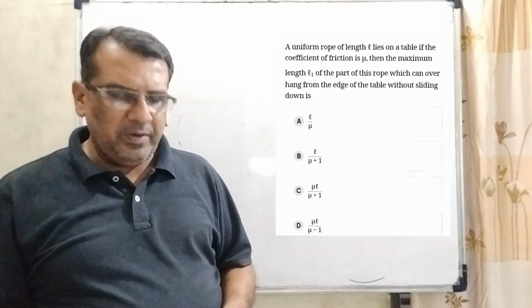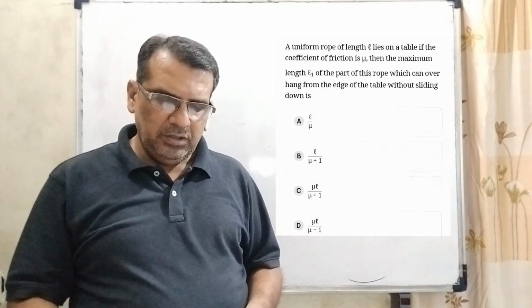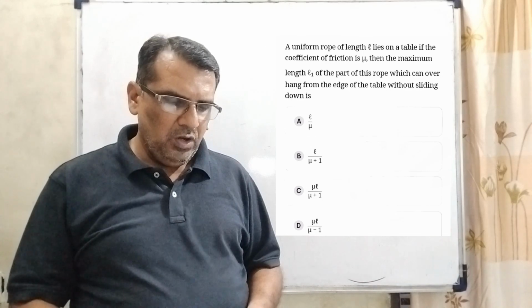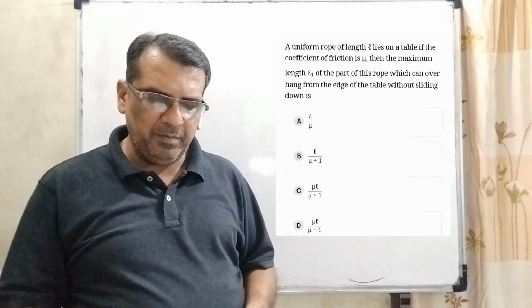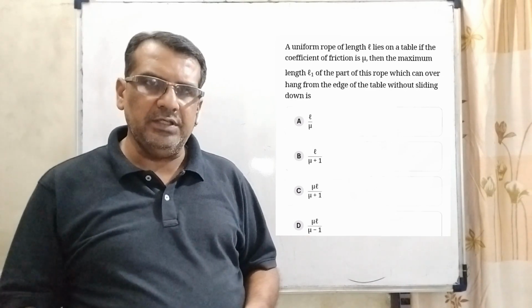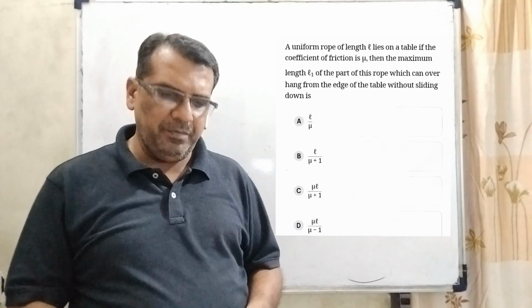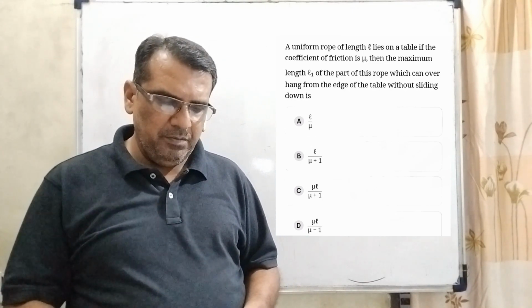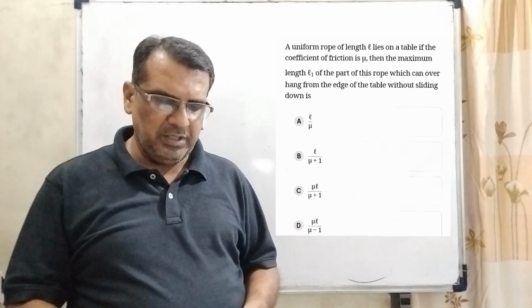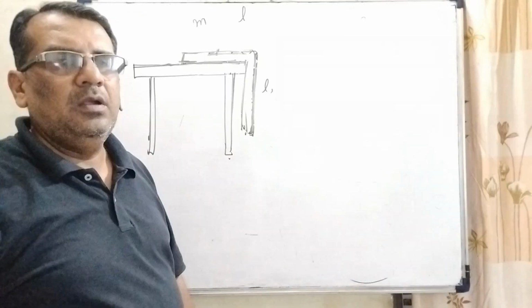Now here is the question. A uniform rope of length L lies on a table. If the coefficient of friction is mu, then the maximum length L1 of the part of the rope which can overhang from the edge of the table without sliding down is. Here we have given four options. Option A, L by mu. Option B, L by mu plus L. Option C, mu L upon 1 plus mu. Option D, mu L upon mu minus 1.